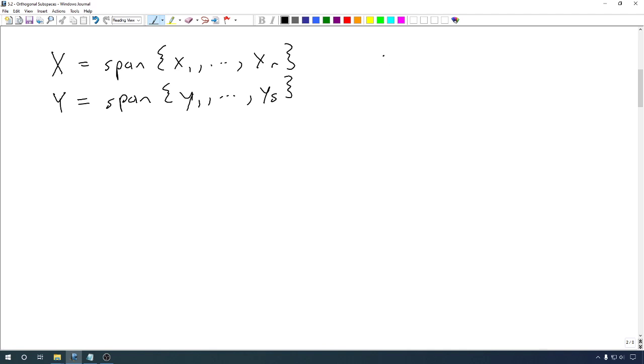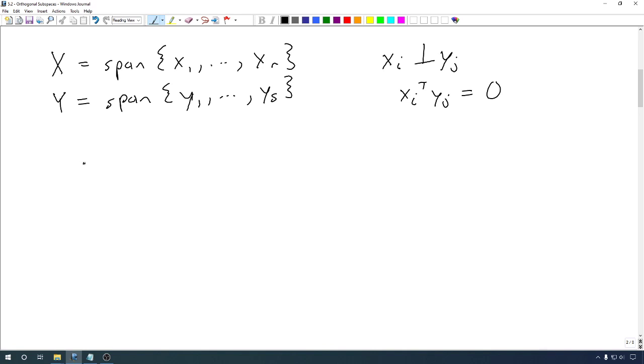Let's assume here that we know that for every xi and every yj, we always have these being perpendicular. They're always orthogonal. In other words, xi transpose yj is 0 for every choice of i and j, every choice of these two vectors from these two spans. That will actually be enough to show that X and Y are orthogonal to each other.